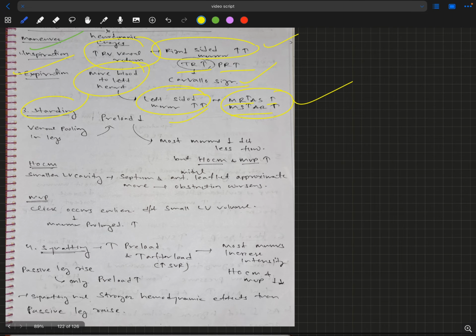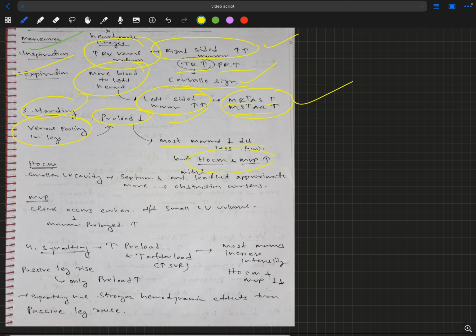So on standing, there will be a decrease in preload because of venous pooling in the legs. So most murmurs will decrease in intensity. When there is decreased preload, there will be less blood flowing across the valve. That will lead to a decrease in intensity of murmurs like MS, MR, AS, AR. All these murmur intensities will decrease on standing.